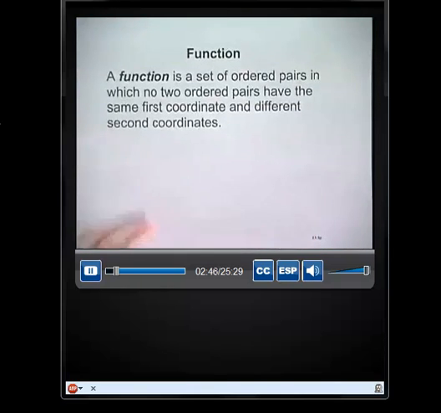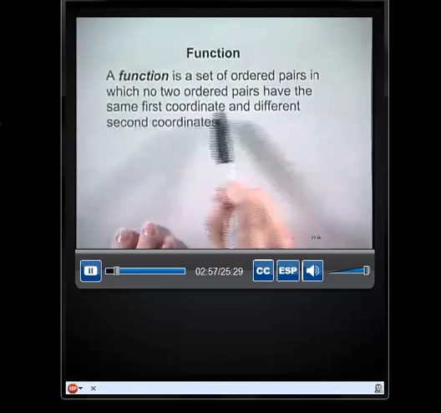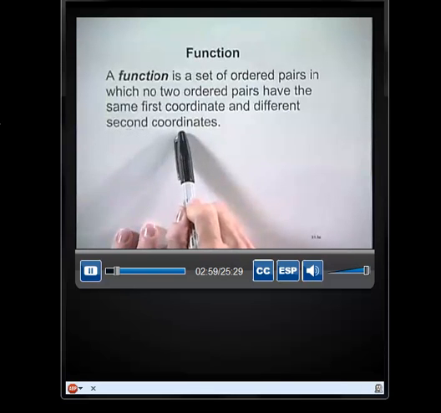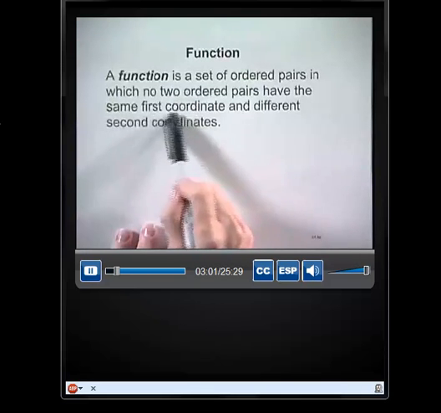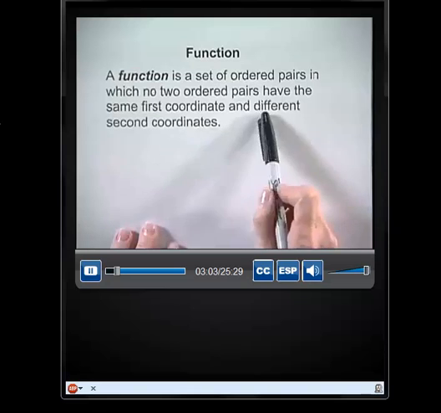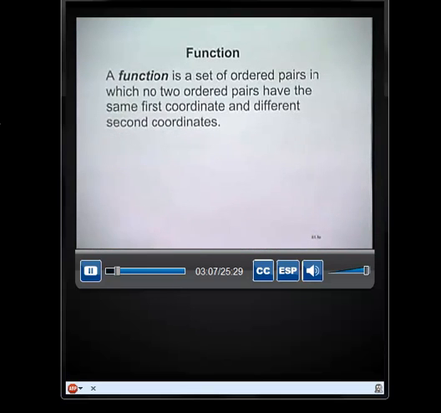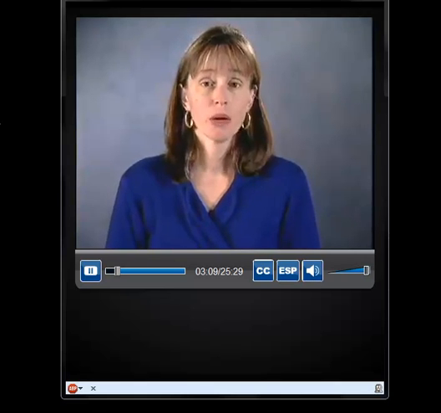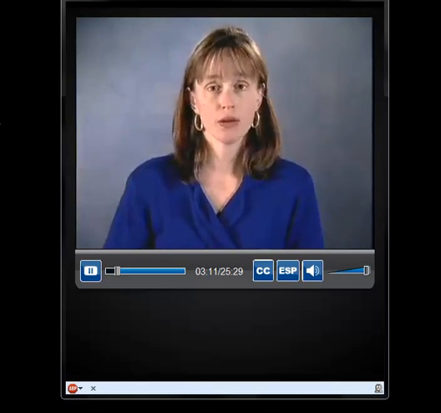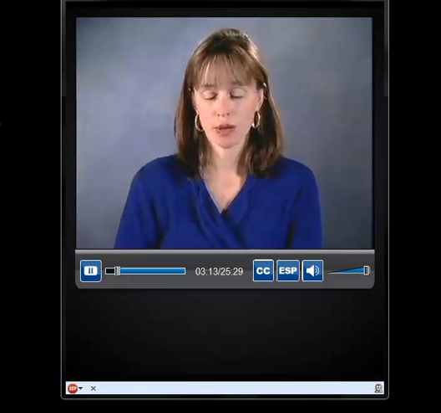Let's continue by looking at a more formal definition of a function. A function is a set of ordered pairs in which no two ordered pairs have the same first coordinate and different second coordinates. We often call the first coordinate the independent variable, and the second coordinate the dependent variable. There is a way to use this definition to identify functions from their graphs.